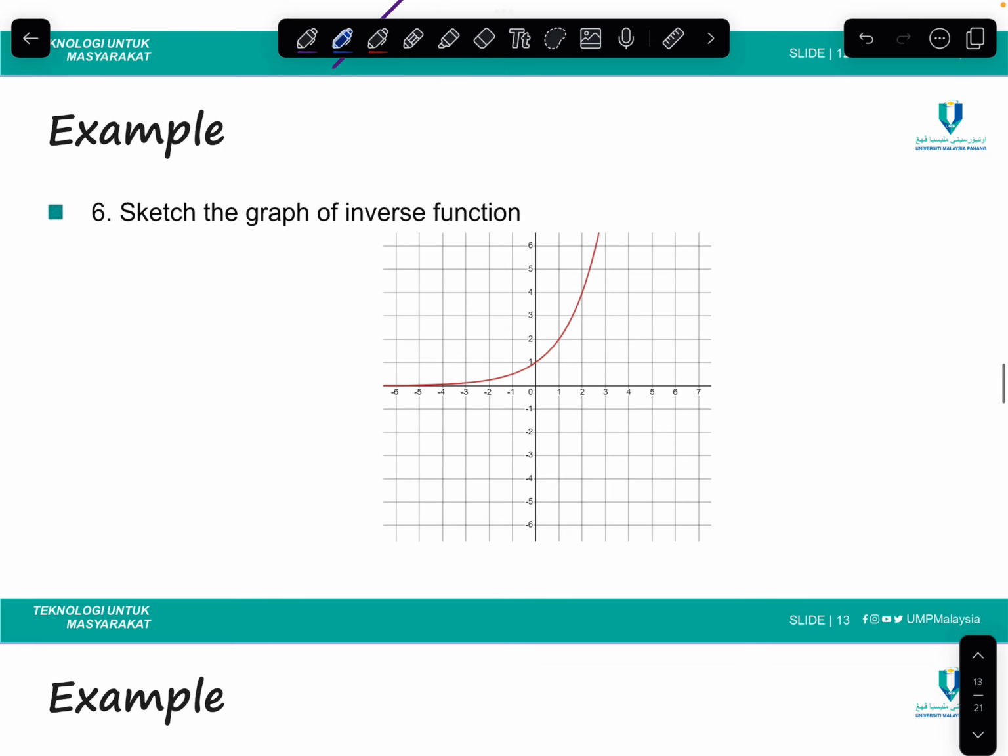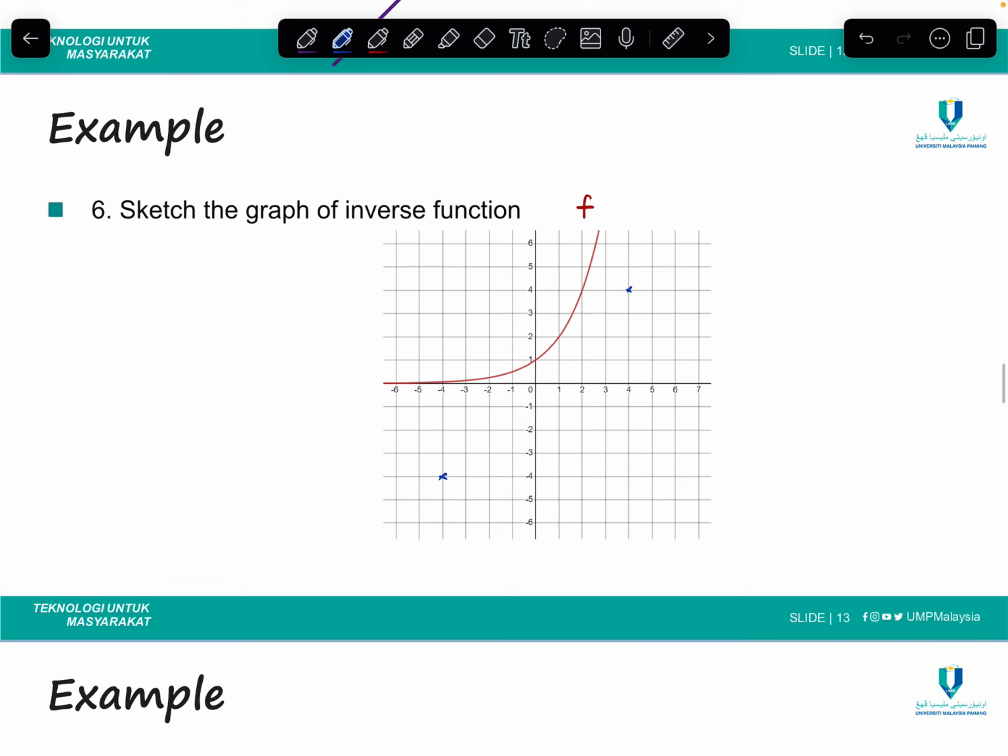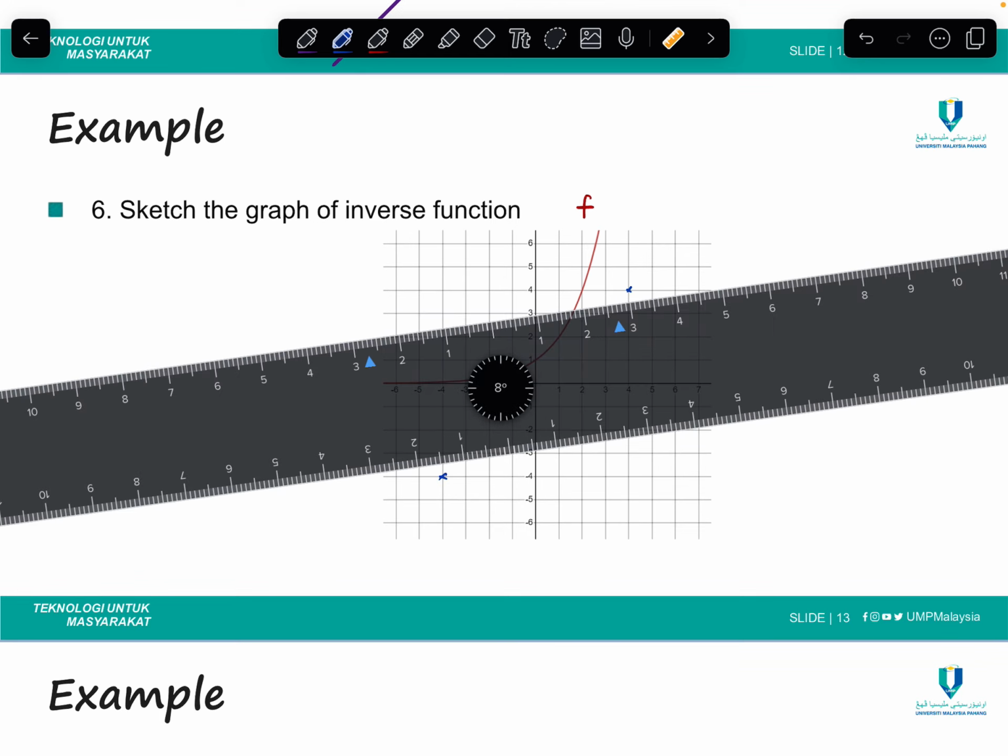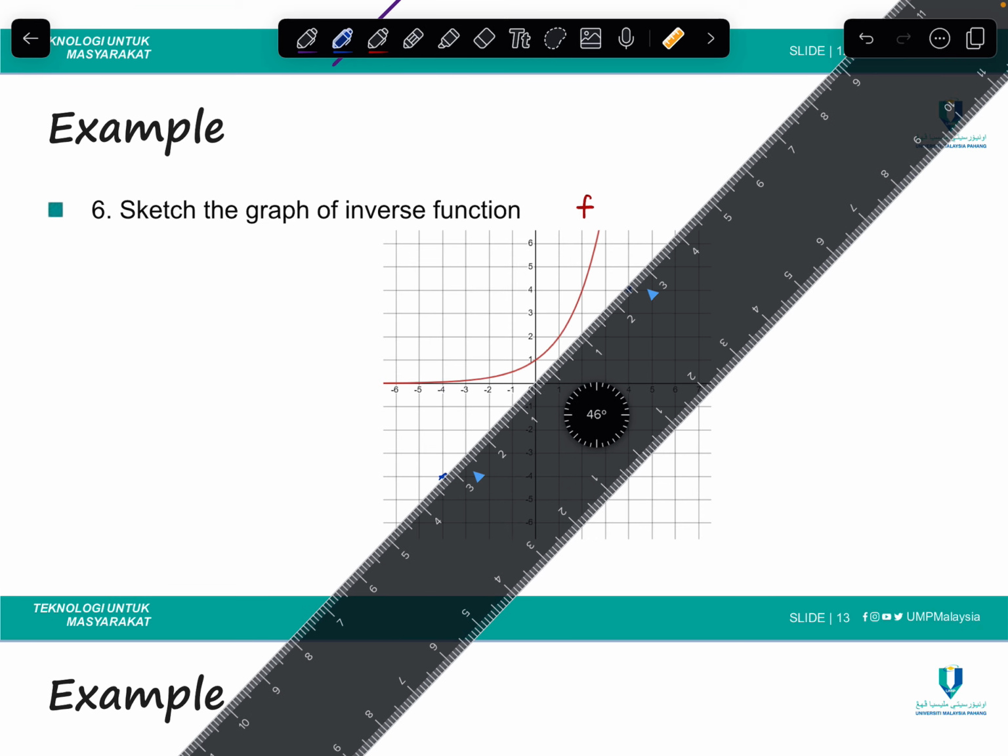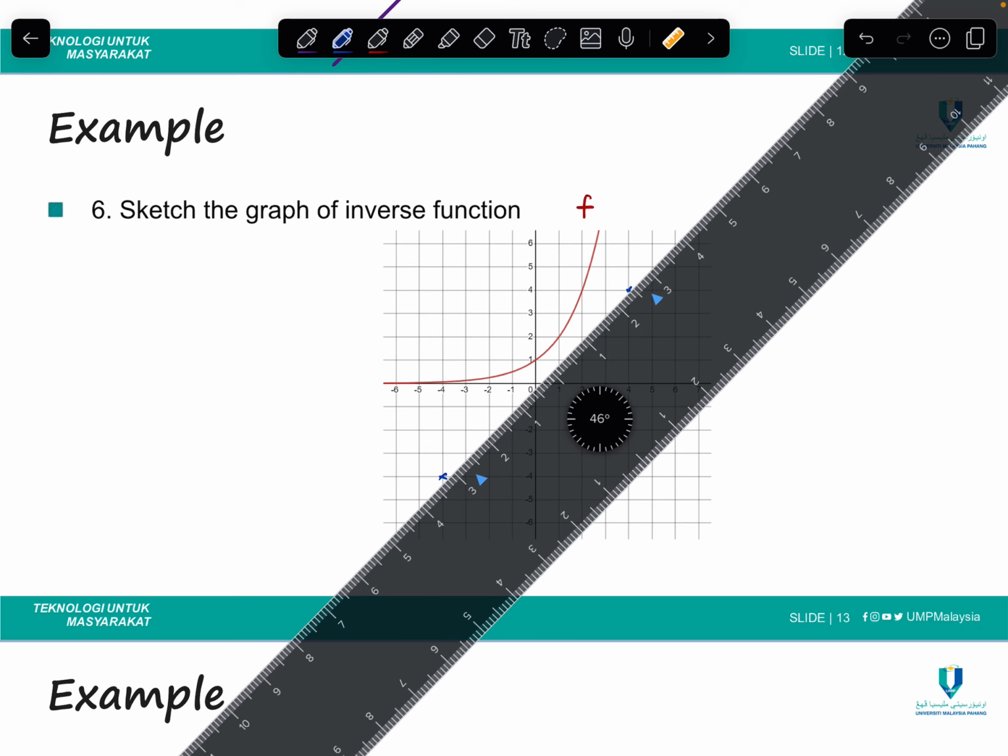Now let's look at example 6. Sketch the graph of inverse function. The curve here is f. You must draw f inverse. So before we can draw that, you must draw y equal to x first. Okay, and then we take some points to guide us. It must be 45 degrees. Take a ruler to draw a straight line of y equal to x.